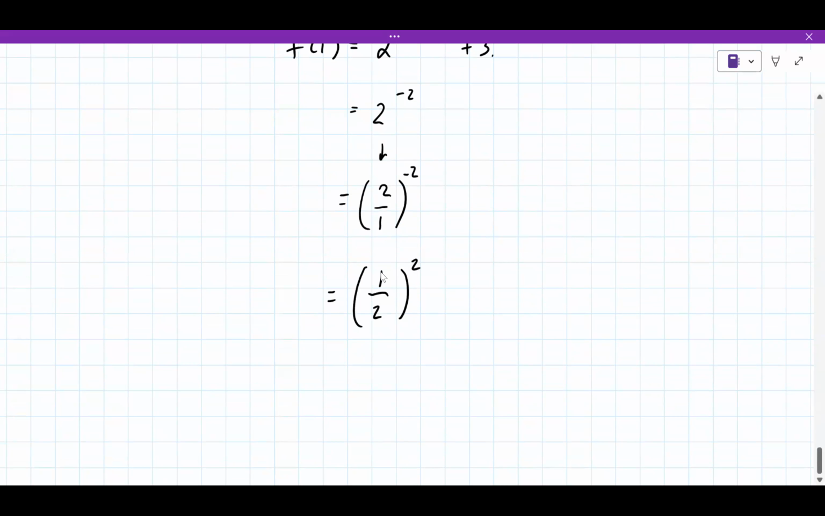The 2 means to square both the top and the bottom, or multiply 1/2 by itself. Either way, it becomes 1/4. So it's your choice. You can either think of it as 1/2 times 1/2, or 1 squared over 2 squared.